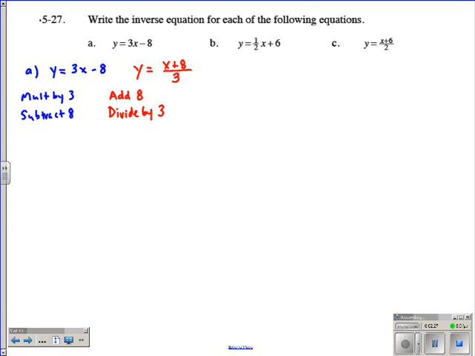Letter B, we end up starting with y equals 1/2 x plus 6. So using the same method here, I'm going to go ahead and list out what I would do if I was simplifying. Well, 1/2 times x here would give us a value, and then we would add 6 to it. So if we just list out our steps, we're going to multiply by 1/2.